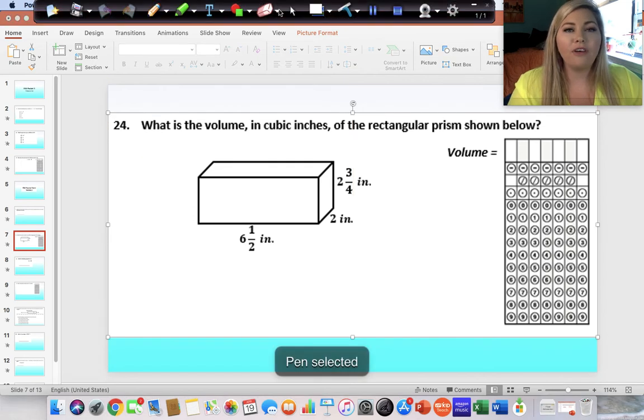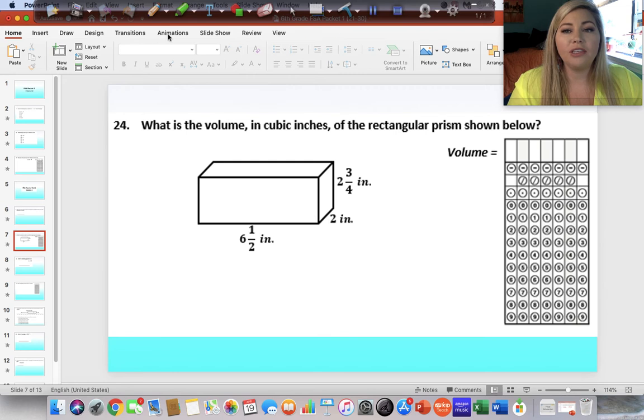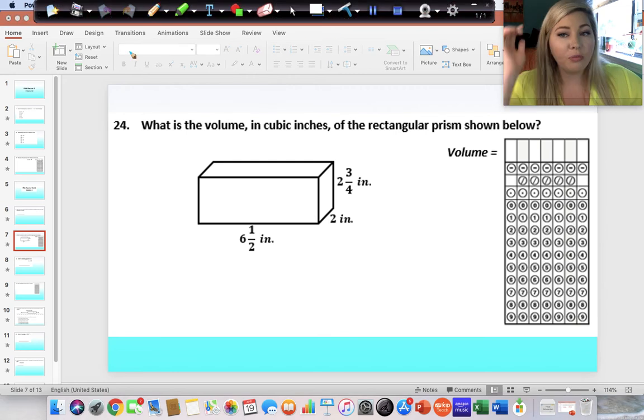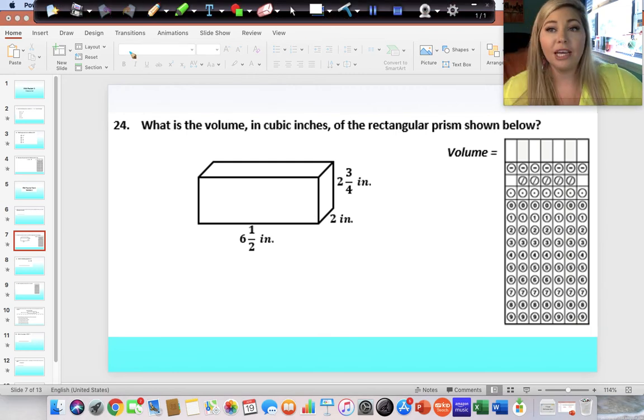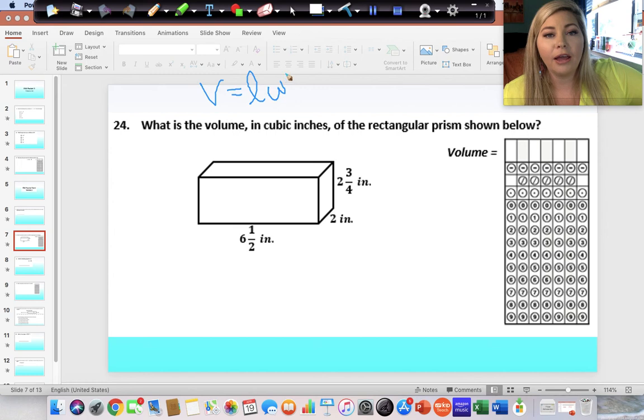What is the volume in cubic inches of the rectangular prism shown below? Remember, when we are trying to get the volume of a rectangular prism, we are just multiplying the length times width times height, or the base times width times height. It's the same formula, same thing. So 6 1/2 times 2 and 3/4.